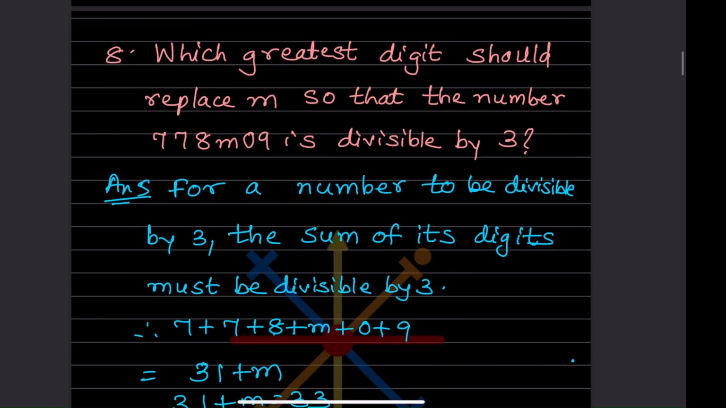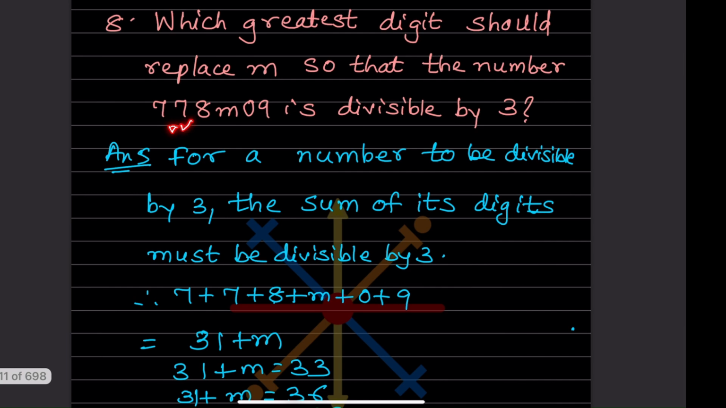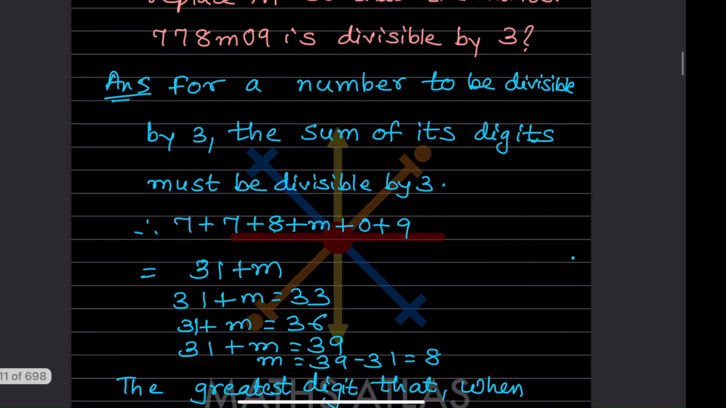Here, which greatest digit should replace m so that the number is divisible by 3? So in place of this m, we have to see what number we get. First you add 7 plus 7 plus 8 plus m plus 0 plus 9. When you add this, you get 31 plus m. Now see, the next number after 31 which will be divisible by 3 is going to be 33, because it should be divisible by 3, and here you will get 3.